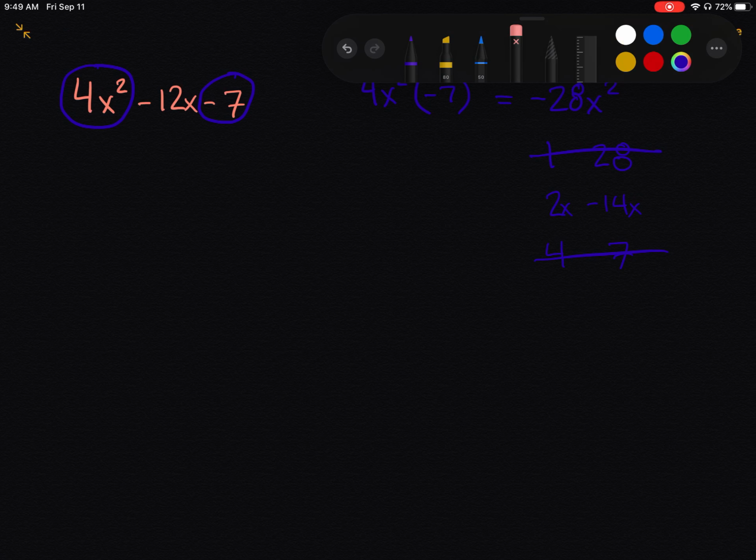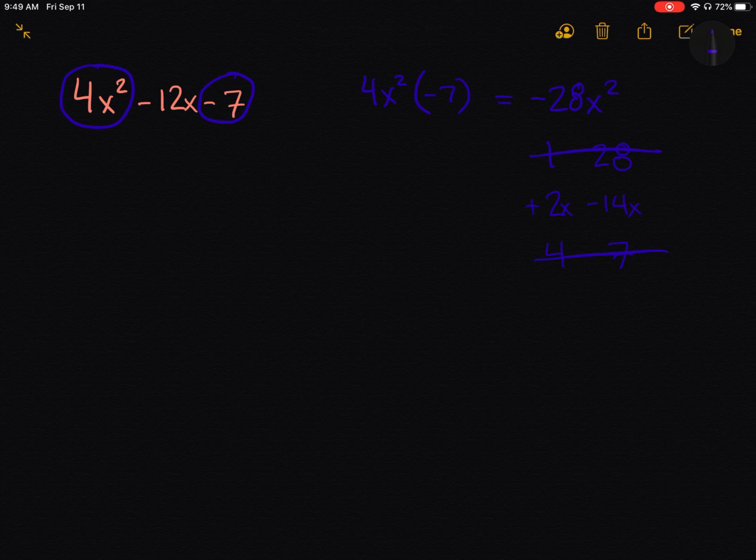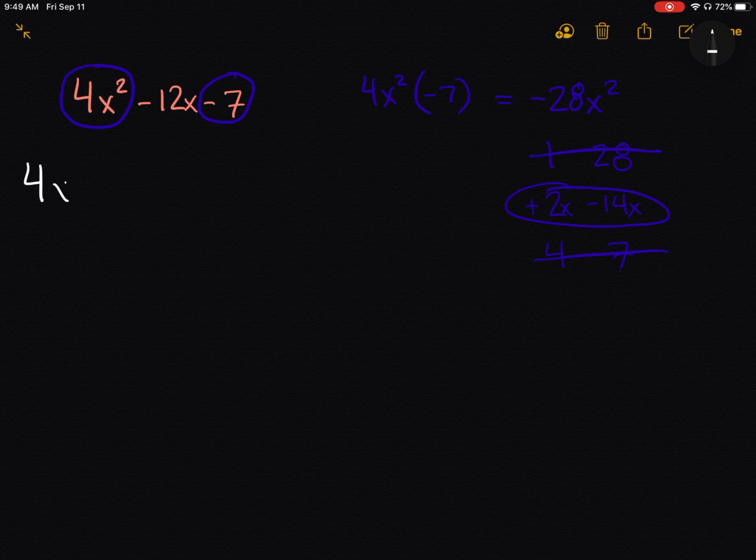So a positive 2x and a negative 14x. And so we rewrite the negative 12x term as these two terms. So now we're going to rewrite this as 4x squared plus 2x minus 14x minus 7. I know you're wondering, does it matter if I write the 2x or the negative 14x first? The answer is no, it just factors slightly differently, but we still get the same answer.